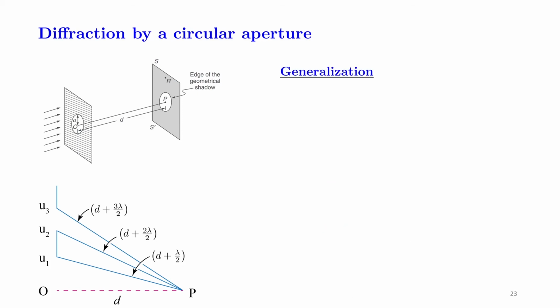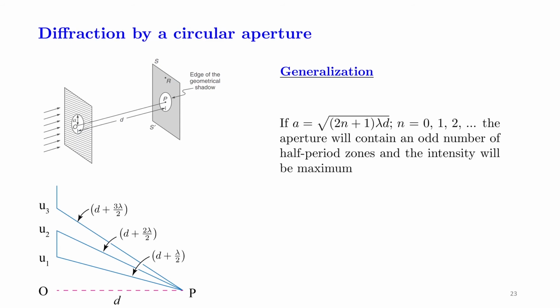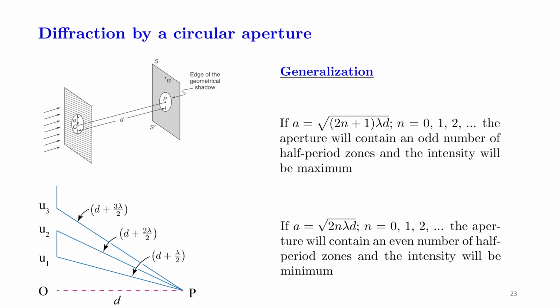Let's now generalize this result. If a equals square root of (2n plus 1) lambda d, where n equals 0, 1, 2, etc., the aperture will contain an odd number of half-period zones and the intensity will be maximum. Whereas, if a equals square root of n lambda d, where n equals 0, 1, 2, etc., the aperture will contain an even number of half-period zones and the intensity will be minimum.